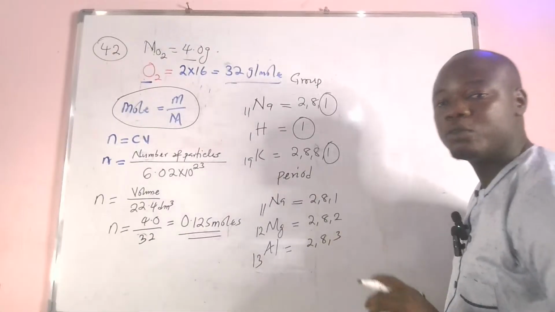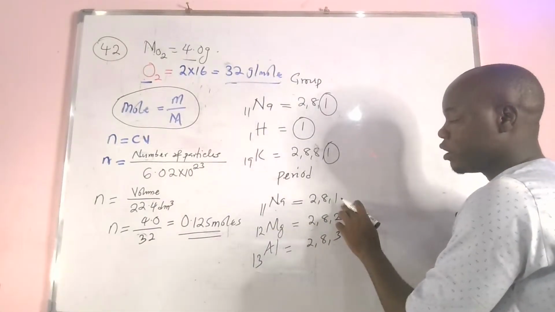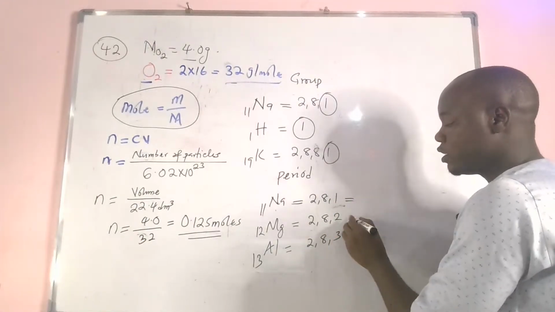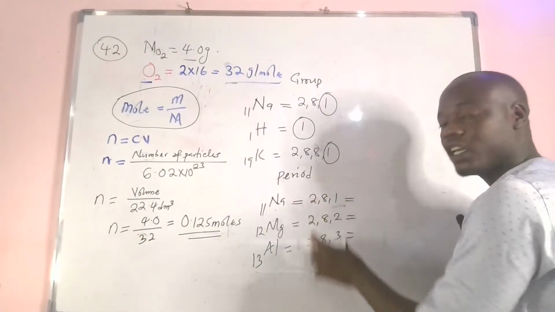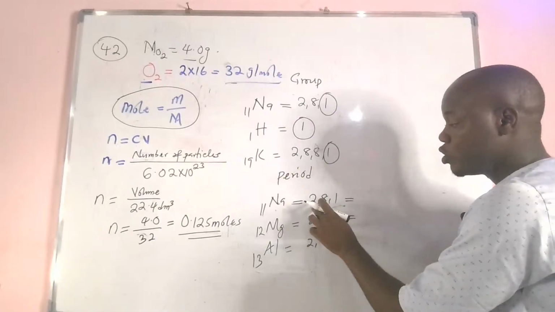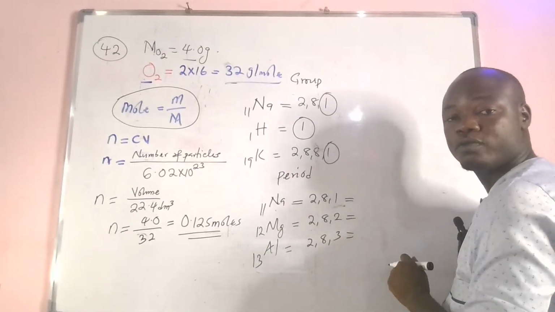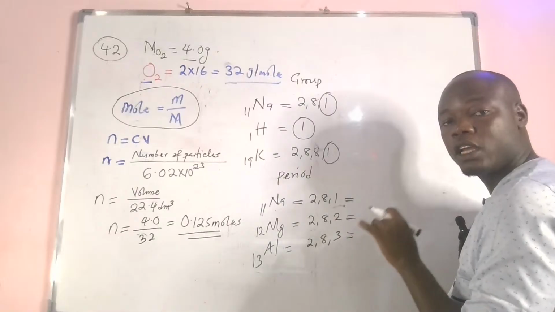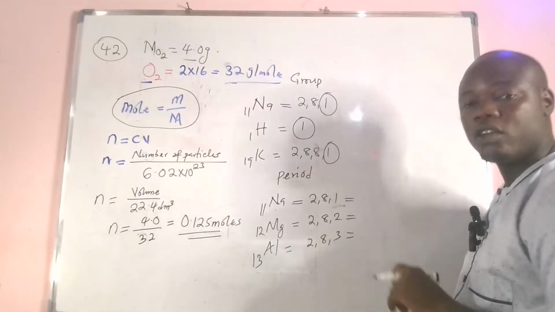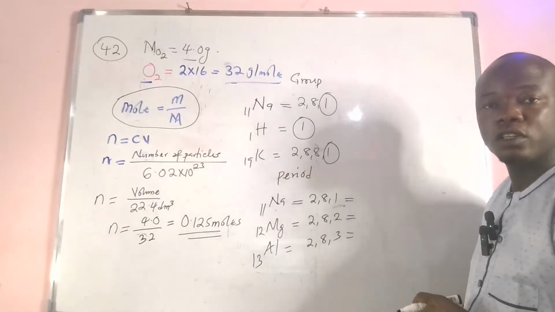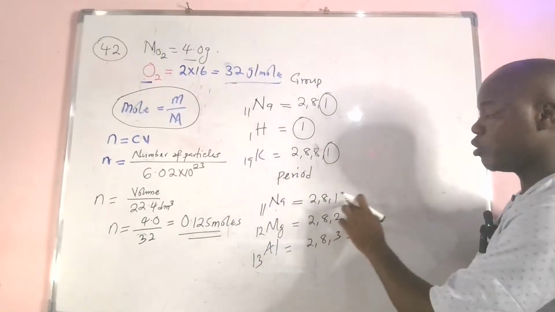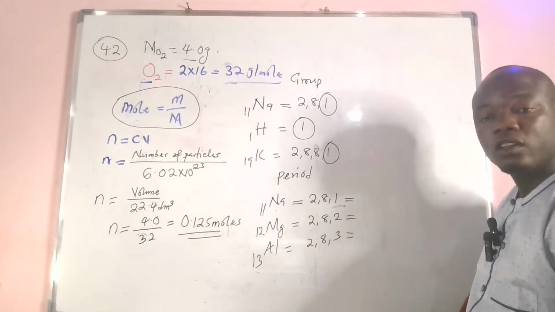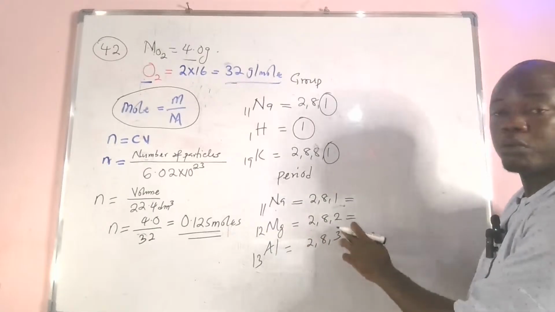So from here, which group does the sodium atom belong to? What is the group of these 3 elements? From this electronic configuration, which group does sodium belong to? Write it in the comment box. Which group does sodium belong to? And which group does magnesium belong to?